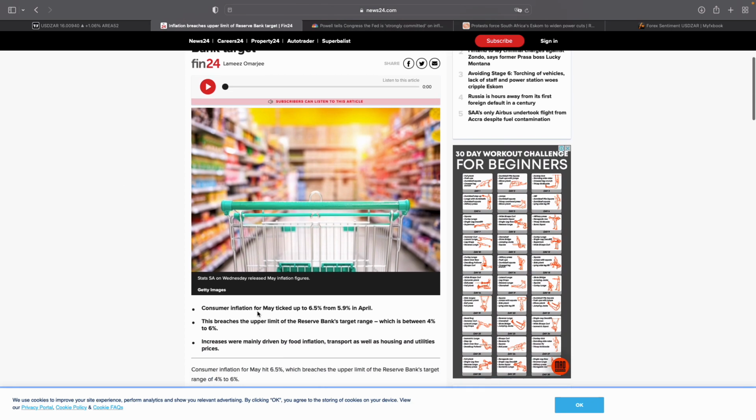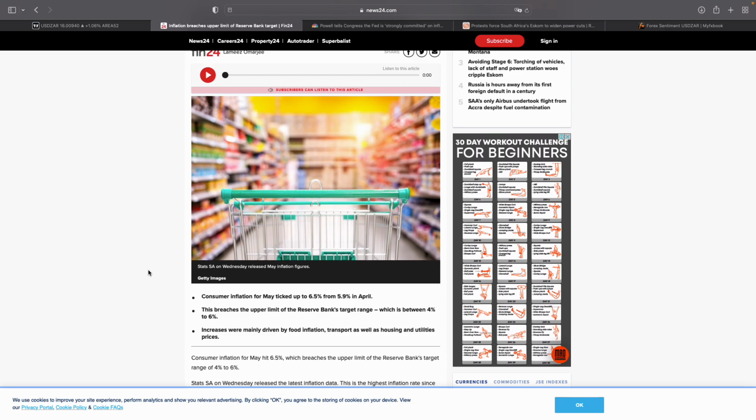However, we can see consumer inflation for May ticked up at 6.5 from 5.9%. Now that's a massive hike. Now if you think about it, I always say when inflation goes up, you expect the interest rates to increase, and as a result of that, the country's currency needs to increase as well, because investors tend to invest in currencies that have got a higher return on interest.